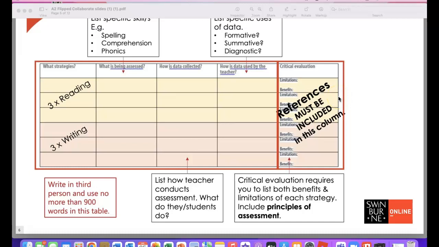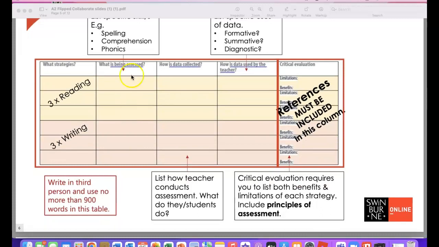And you can understand that because in task 2, you are really going into much more detail about 1 reading and 1 writing assessment. So therefore, you're going to draw on what you've already got in this table. You're going to make some decisions about which 2 assessments you're going to look at in further detail. And this critical evaluation part of that table is really going to help you with that.